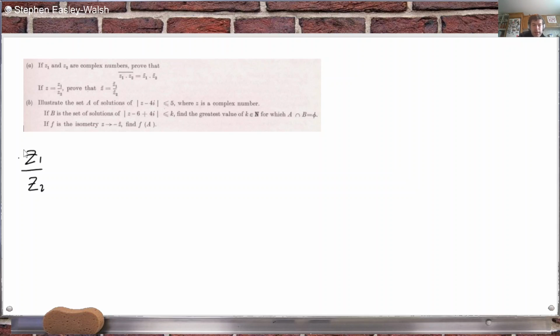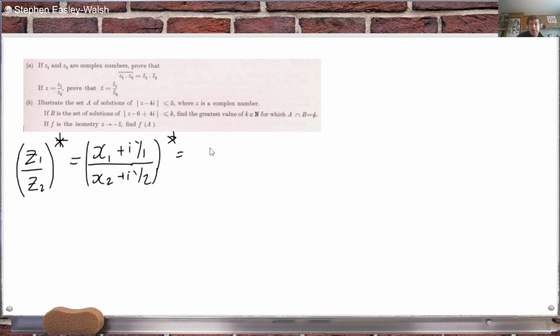Sometimes people use a star for conjugate. So it's like saying the conjugate of Z1 over Z2 is the same as the conjugate of Z1 over the conjugate of Z2. I think I'll apply the same approach. I'll just do each one separately. So let's start with this one here. So that's X1 plus iY1 over X2 plus iY2, conjugate.